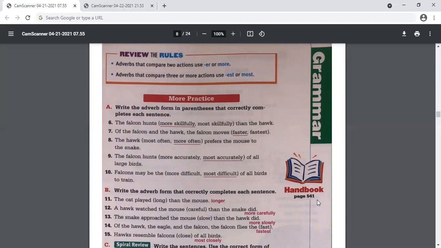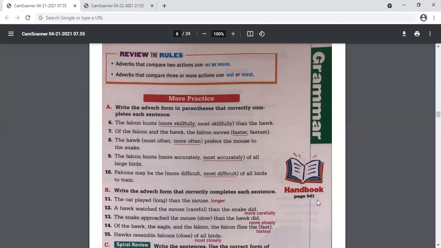Number 13. The snake approached the mouse slow than the hawk did. So here, slow is not an adverb. Here we must add ly for it to be an adverb. So it should be more slowly, because remember here, slow describes how the snake is approaching the mouse. So it approached the mouse slowly, and then we're going to add more because we are comparing two things. Number 14, of the hawk, the eagle, and the falcon, which flies the fast should be fastest.